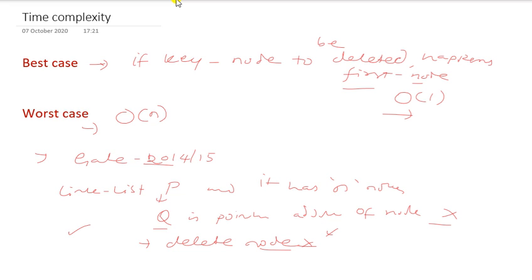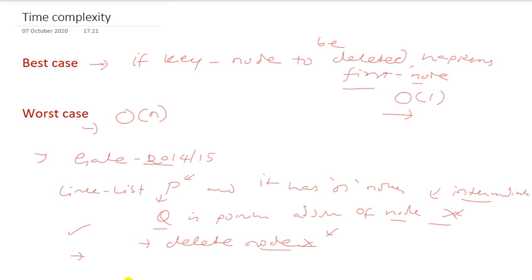So once again I'll repeat the question. There is a linked list P, that is the start address is P, and there is another address or pointer Q that points to node X, some node somewhere in between. It is an intermediate node. So now if I ask you to delete node X with the best known delete algorithm, then what is the worst case time complexity of this algorithm? You can pause and think and try to answer.